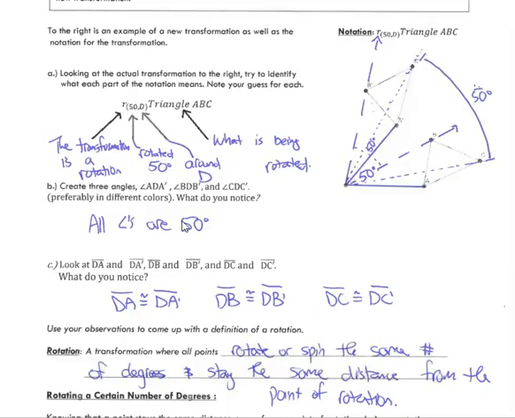Okay. Now you do need to know what you're rotating around, because in this problem up top, if it rotated around A, it would take a different path. If it rotated around B, it would take a different path. And if it rotated around C, it would take a different path. Beyond that, the point of rotation never moves.